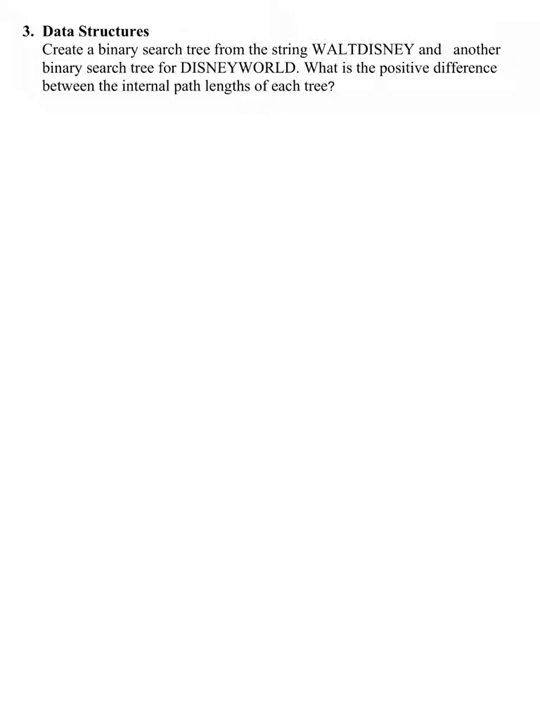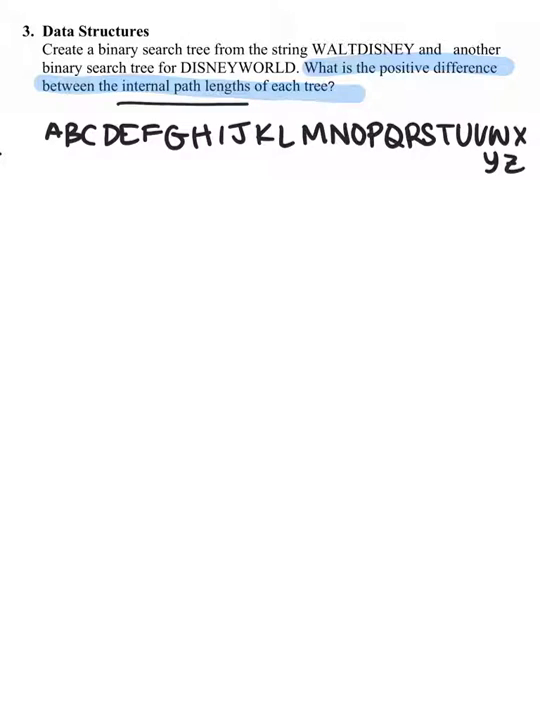Alright, now we're going to do the third problem from the fourth contest of ACSL in 2014 and 2015. The problem is a data structures problem using binary search trees looking for the positive difference between the internal path lengths of the trees made by Walt Disney and Disney World. So what we have to do first is create binary search trees for each of those two strings.